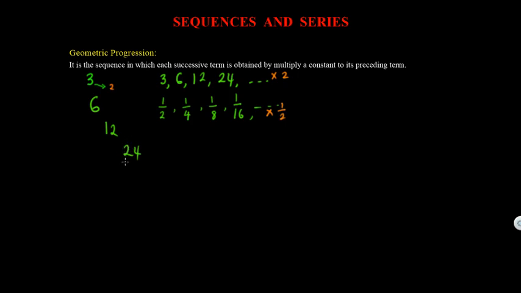That is a geometric progression. The sequence in which each successive term is obtained by multiplying a constant to its preceding term. That constant that we multiply is what we call the common ratio. Remember, we obtain something like this for an arithmetic progression that we call common difference. But for this, it's called the common ratio and is denoted by r.